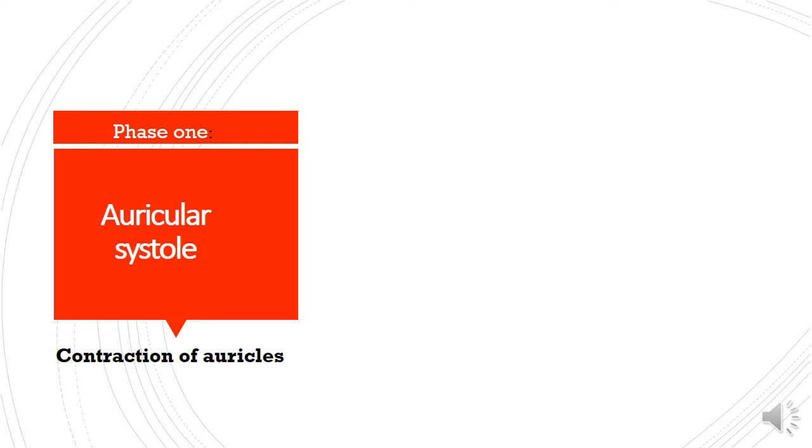The cardiac cycle is actually composed of 3 different phases. We're going to start talking about phase 1. It's known as auricular systole. Systole means contraction. So we're talking about the contraction of the auricles.